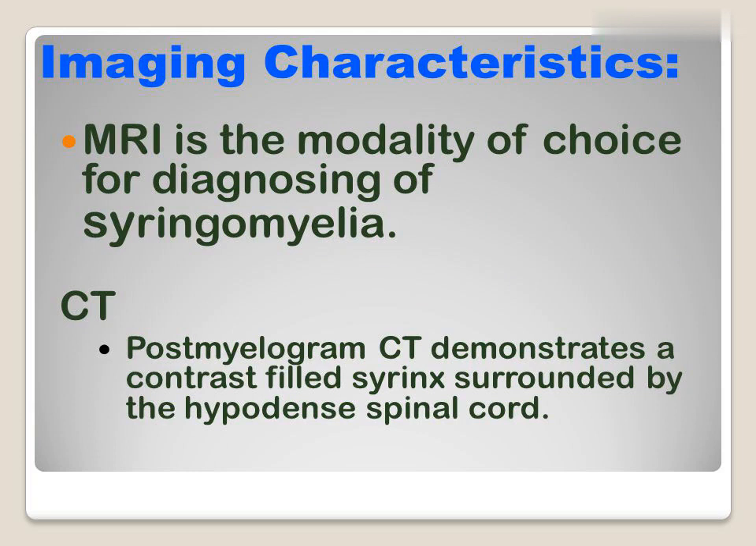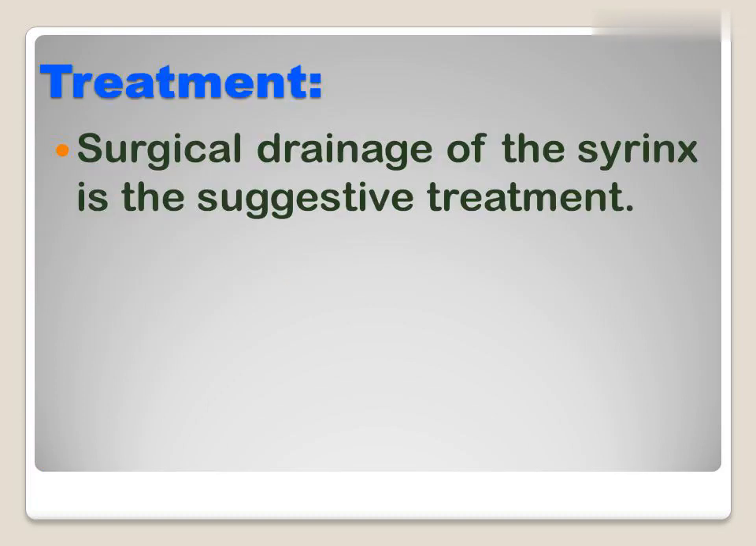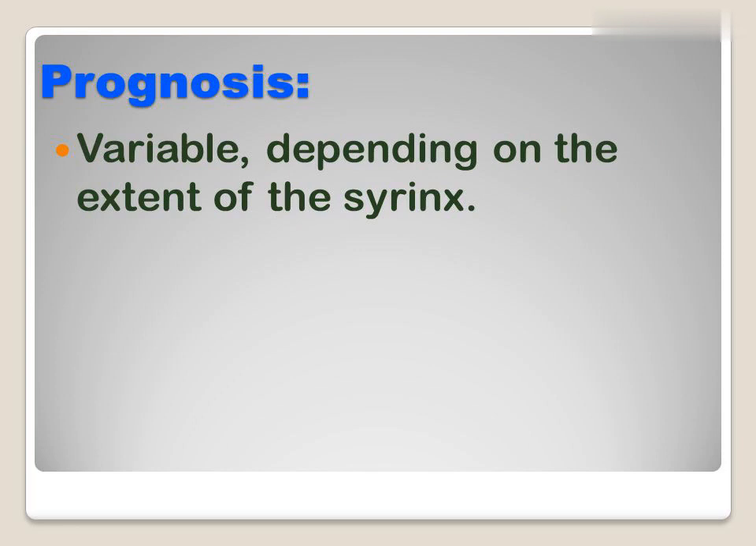CT. Post-myelogram CT demonstrates a contrast-filled syrinx surrounded by the hypodense spinal cord. MRI. Signal intensity of a syrinx may be iso-intense to CSF on T1 weighted images. Signal intensity of a syrinx would be iso-intense to CSF on T2 weighted images. Treatment. Surgical drainage of the syrinx is the suggested treatment. Prognosis. Variable, depending on the extent of the syrinx.